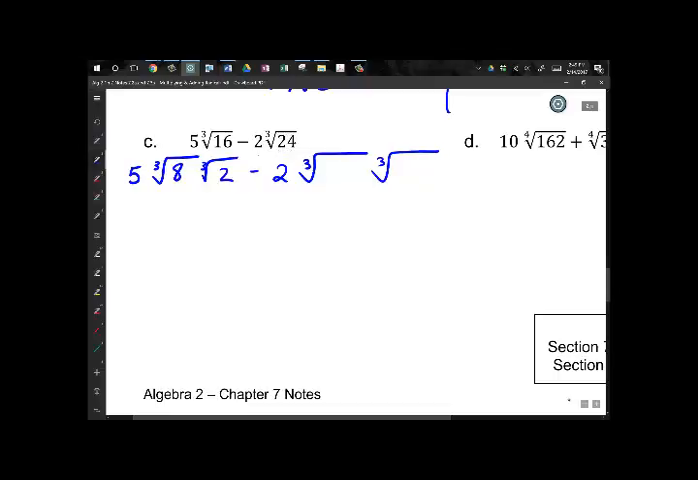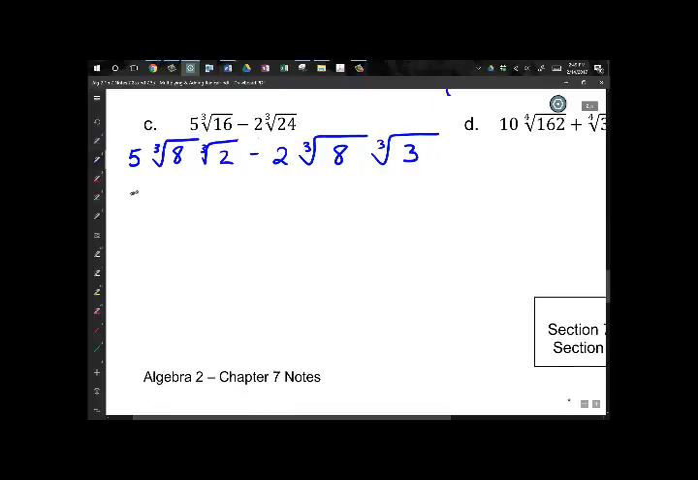What cube root goes into 24? Well, once again, 8 goes in, but you have a leftover of 3. Interesting. We're going to have to deal with that in a second. Well, let's take a look. 5 times 2 times the cube root of 2 minus 2 times the cube root of 3. Well, 5 times 2 is 10, cube root of 2. 2 times 2 is 4 times the cube root of 3.